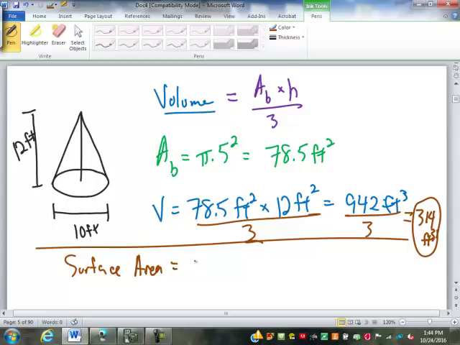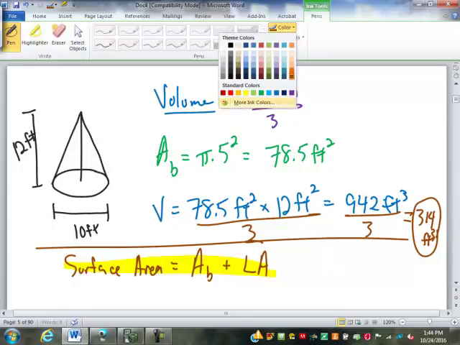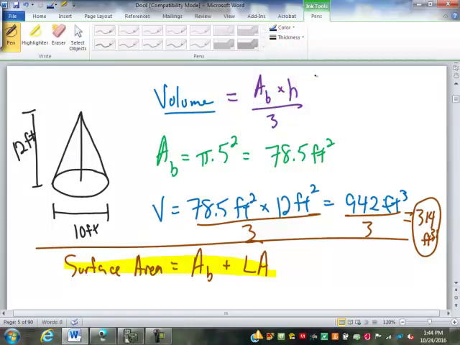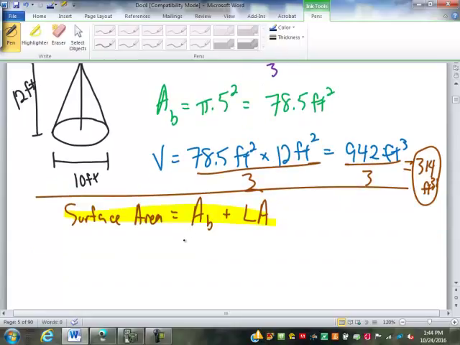Surface area. What do you notice is a little bit different about what I just wrote down there? Yeah, the area of the base is only there once because there's only one base. So 78.5 square feet plus my lateral area.